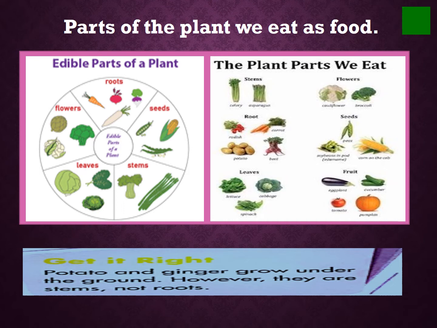Now, edible parts of a plant. What do you mean by edible? Edible means the things that we can eat. So, edible parts of a plant, in some plants we can eat the roots. In some plants we can eat the seed and the stem and leaves and flowers. We learned that, right? So, look at the pictures and have a closer look at the examples of roots, stems and seeds, leaves and flowers that we can eat in our daily life.